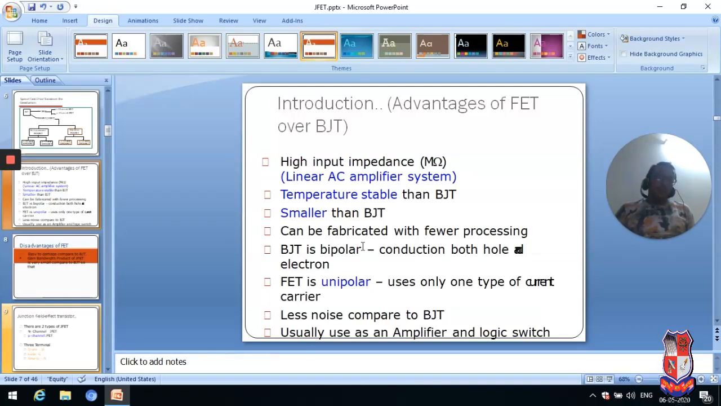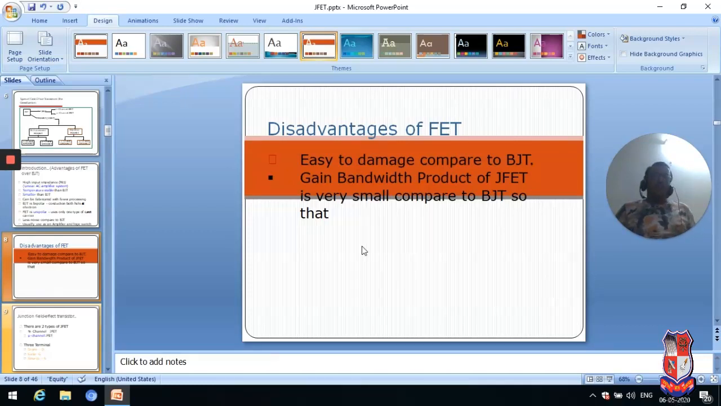BJT is a bipolar device. Current is conducted due to both hole and electron, whereas FET is a unipolar device. Now, disadvantage of JFET. Gain bandwidth product in JFET is very small compared to BJT. Gain means what? Output divided by input, and bandwidth means what? Higher cutoff frequency minus lower cutoff frequency. It is very small in JFET.